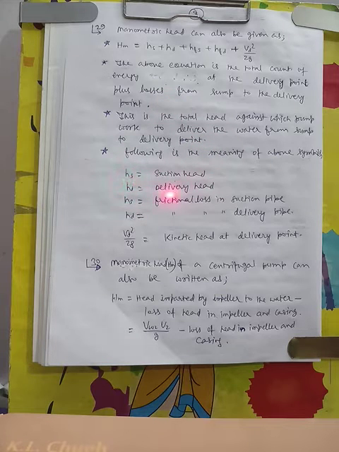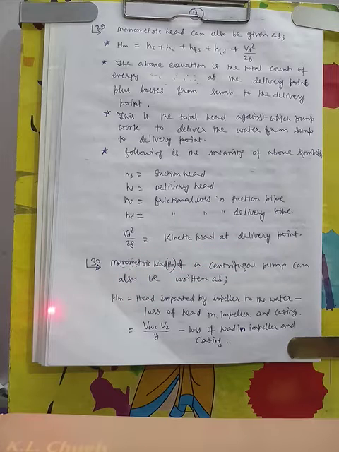HS is equal to suction head, HD is equal to delivery head, and HFS, here the F is left. So HFS is equal to frictional loss in suction pipe. HFD is equal to frictional loss in delivery pipe. And VD square by 2G is equal to kinetic head at delivery pipe.